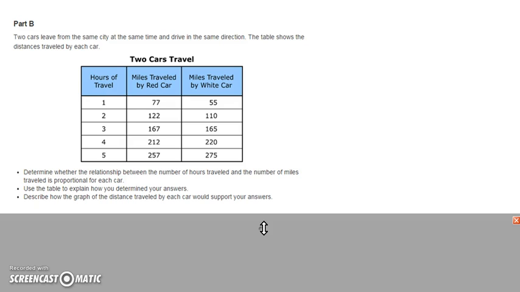First, determine whether the relationship between the number of hours traveled and the number of miles traveled is proportional for each car. So we're finding hours versus miles for the first car, trying to see if that's proportional, and then hours of travel and miles for the second car to see if that's proportional. Use the table to explain how you determined your answers. Describe how the graph of the distance traveled by each car would support your answer.